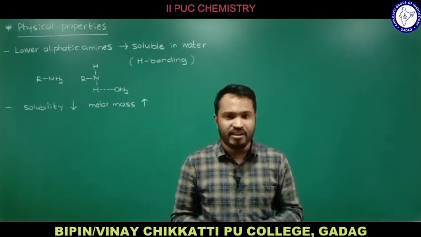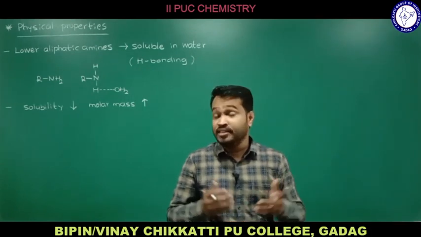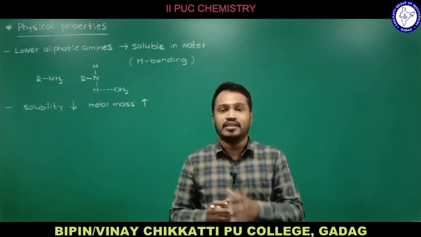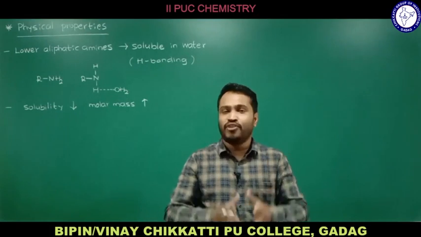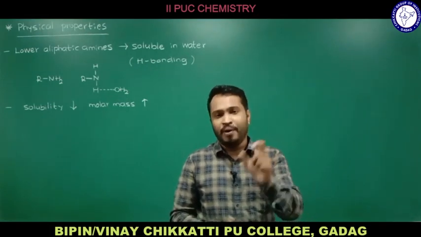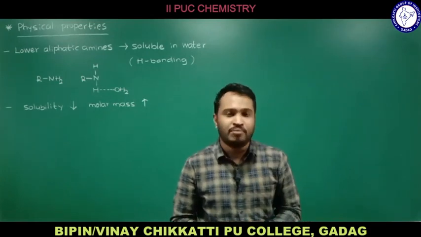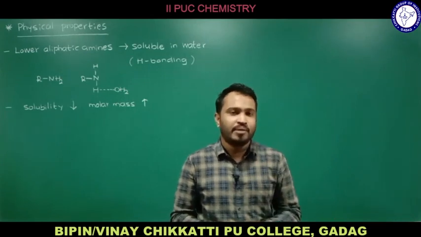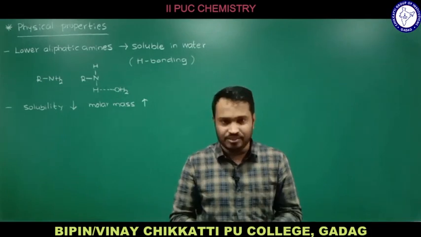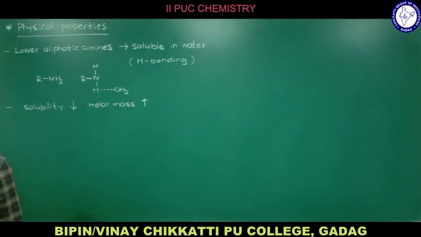As we add alkyl groups, the hydrophobic end is going to increase. The size of the hydrophobic part present in the amine increases when you increase the molar mass of amines. Because of that, the solubility of aliphatic primary amines decreases. That is how the molar mass affects the solubility of primary amines.